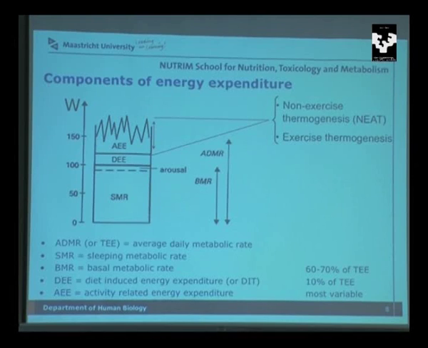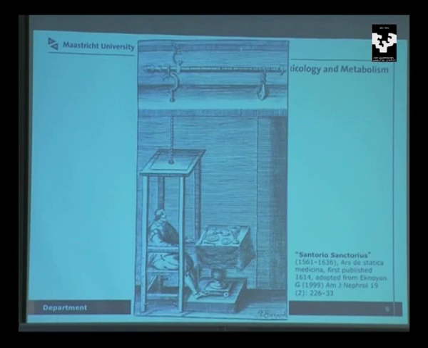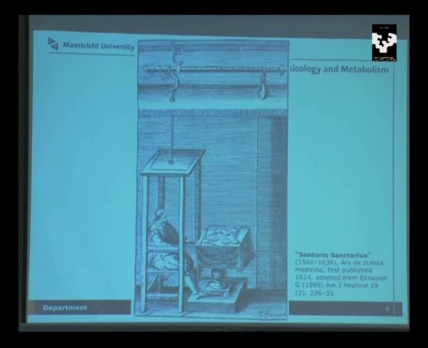Now the question is, how can you measure all these components? And I'm going to go back in history first to the 16th century, because this guy came up with some way to measure his metabolic rate, at least get some idea of it. Does anybody know what is represented here? You know him? So what is he doing?